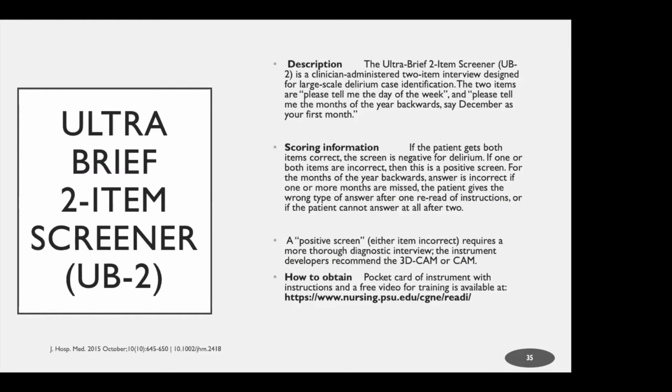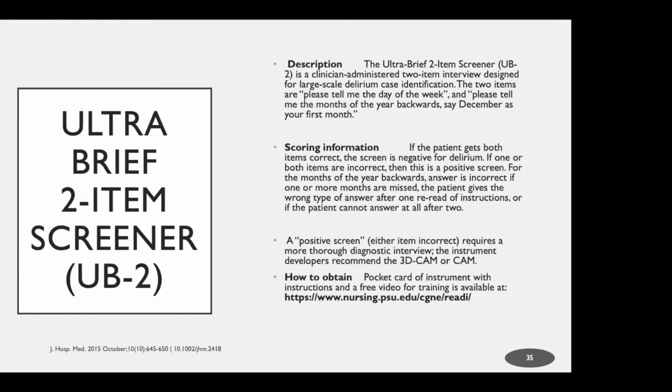However, I want to talk about this ultra brief 2-item screener, also called the UB2, which you will be getting as an attachment. Kelly will be sending it out. So I'm really advocating for this use. It is called the ultra brief, and it's only 2 questions. It says clinician administered, but it could be anyone else who knows how to do it. And there are just 2 items. Please tell me the day of the week. And the second one, please tell me the months of the year backward. Say December as your first month. Those are the 2 questions.